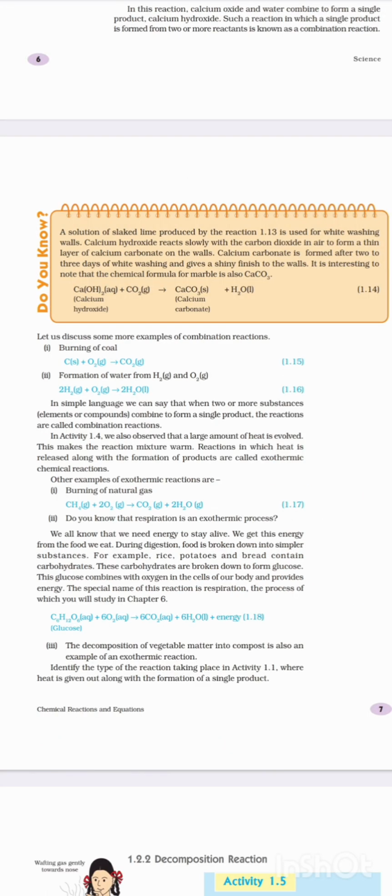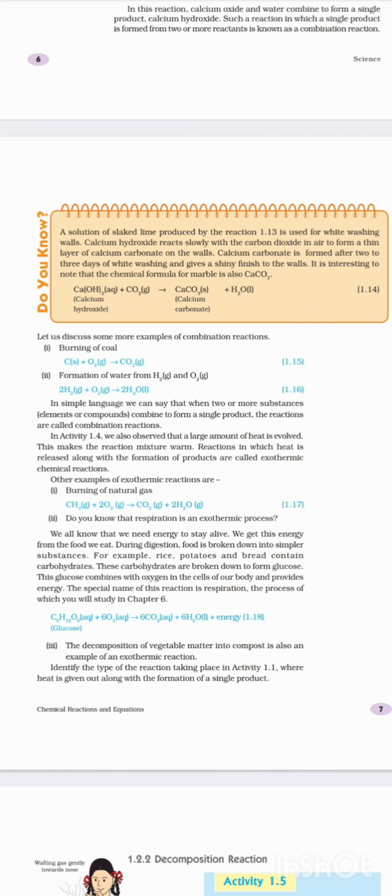After this, let us see some examples of combination reactions. For example, first is burning of coal. Coal is carbon. Carbon burning, in the presence of oxygen, O2, leads to the formation of carbon dioxide. So carbon in solid state plus oxygen in gaseous form gives carbon dioxide in gaseous form.